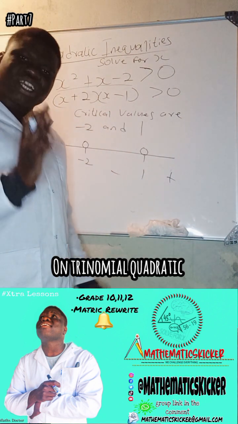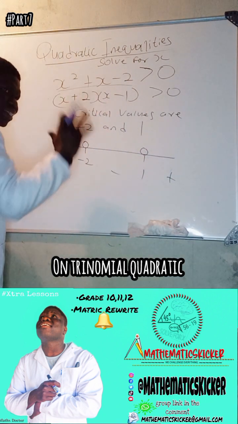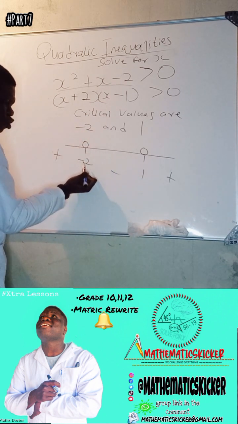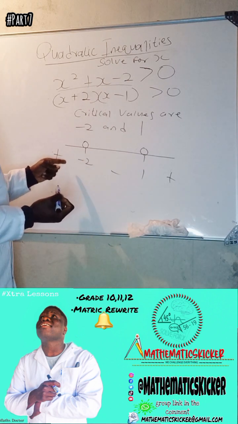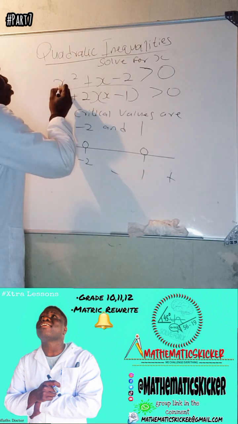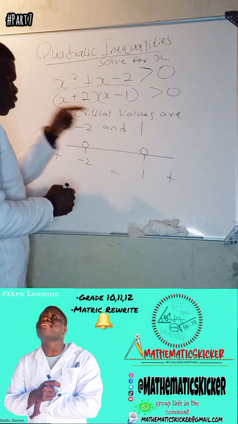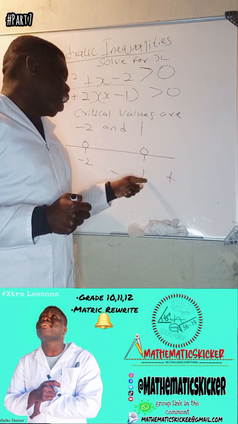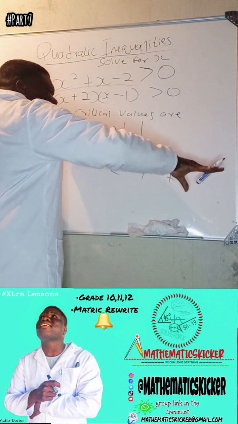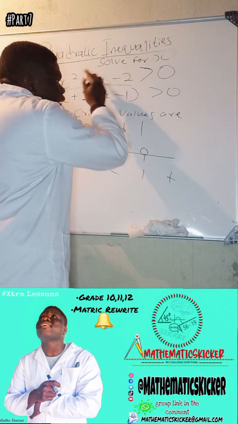I want you to take your calculator. This is a quadratic. You take any value less than minus 2: negative 3, negative 100, negative 60, negative 50. Any value less than minus 2, you substitute for x, and you will get a positive. Then you come this side. You take any value greater than 1, which is 2, 3, 4, 100, 1000. Substitute it for x, and you will get a positive number.